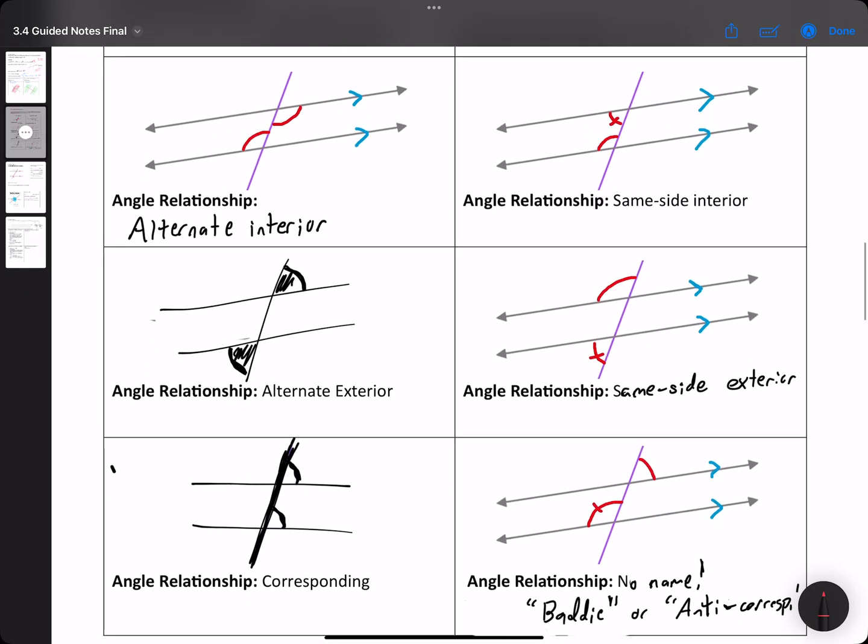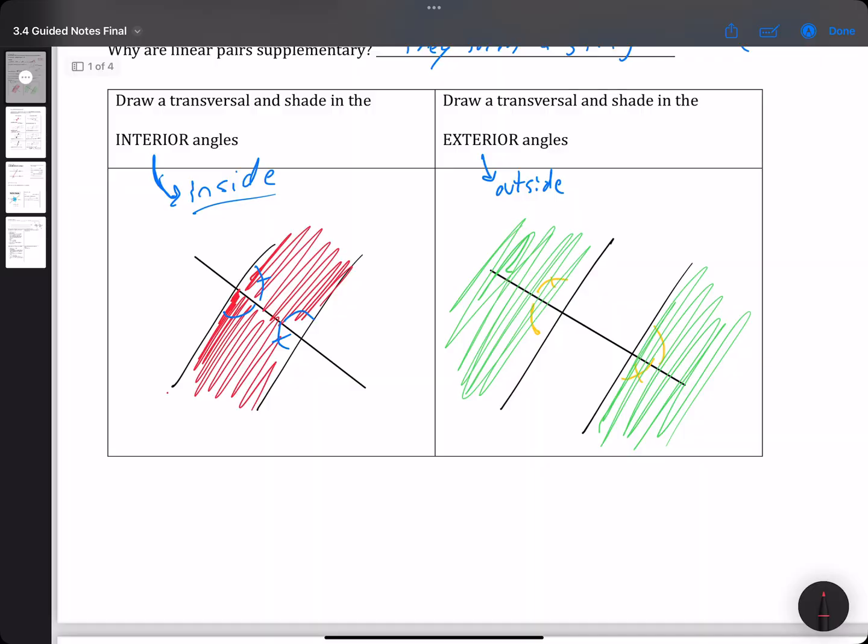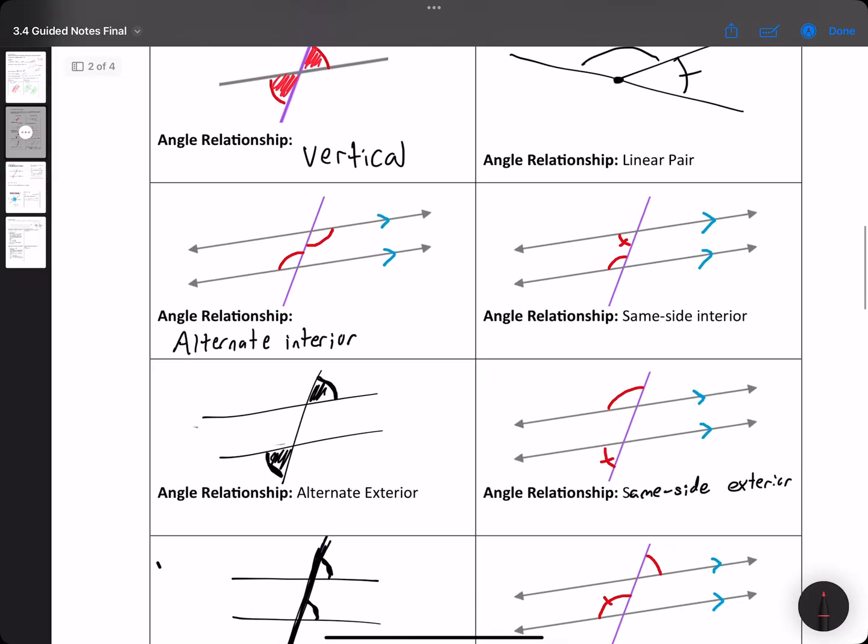These ones on the top left here are called alternate interior angles. They're alternate because they're on opposite sides of this straight transversal. One is on the left, one is on the right of the transversal. They're interior because they're inside of the two parallel lines. We just did that up here. We highlighted the interior. This is the interior of those two lines.